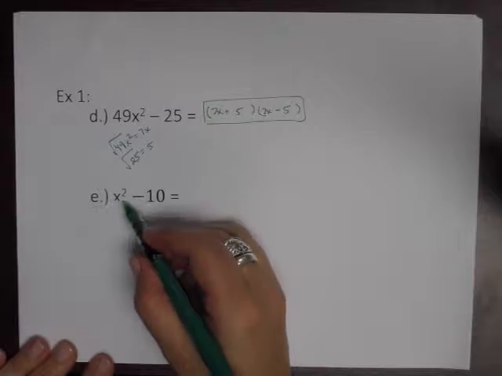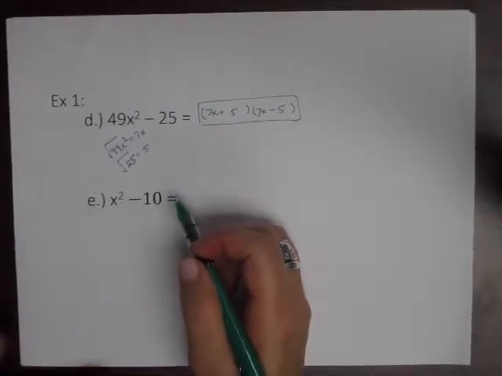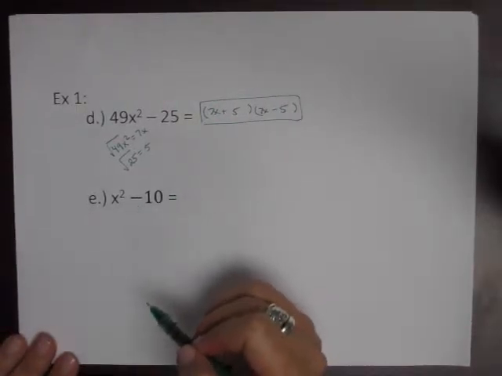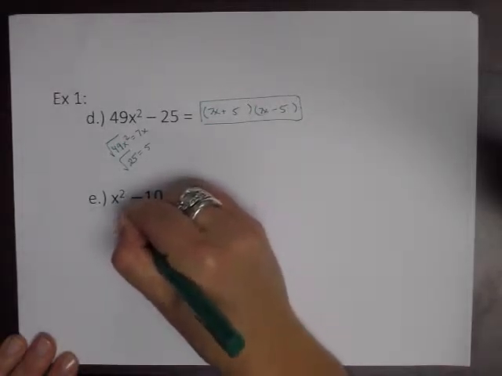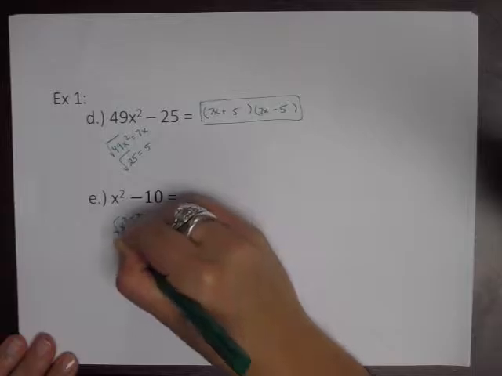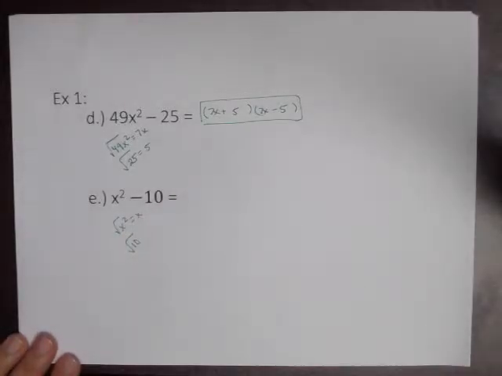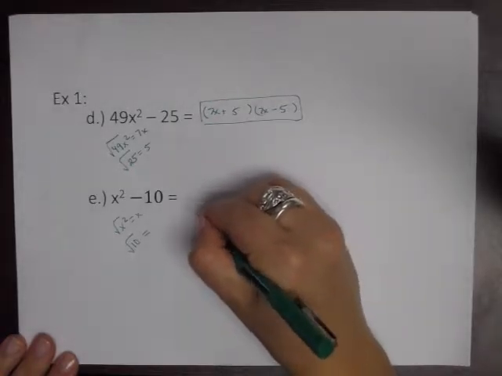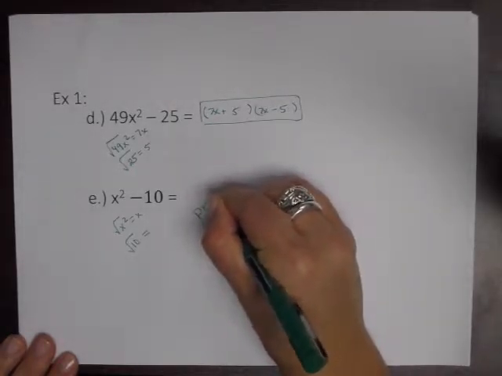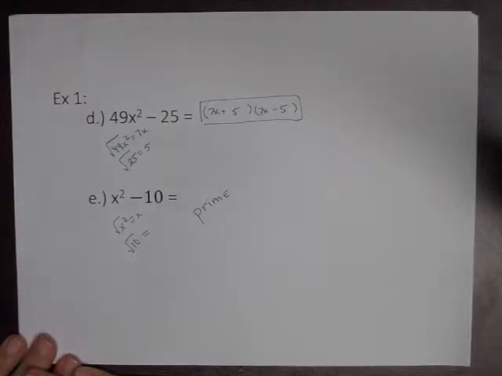Okay, if I look at this one, I've got x squared minus 10. I notice that my b is missing, and it's subtraction, so let's go ahead and try it. I take the square root of x squared, which is x, and then I take the square root of 10. But is 10 a perfect square? It's not. So there's no answer for this. What we would say is the answer is prime.